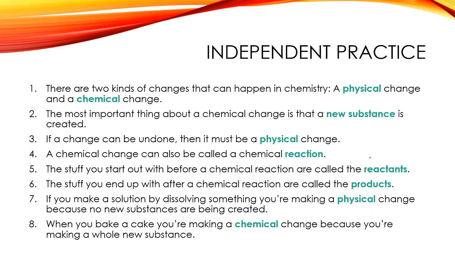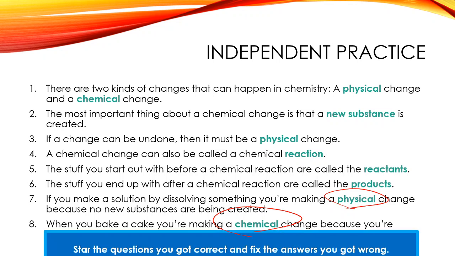Number 7, if you make a solution by dissolving something, you're making a physical change because no new substances are being created. If you're not making a new substance, it's got to be a physical change. And number 8, when you bake a cake, you're making a chemical change because you're making a whole new substance. New substance, chemical change. Always remember that.